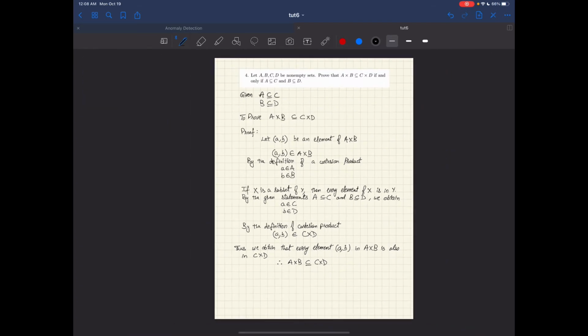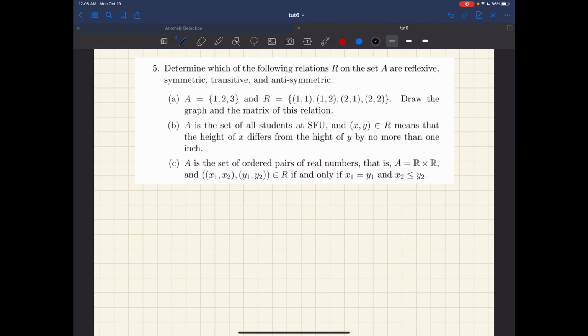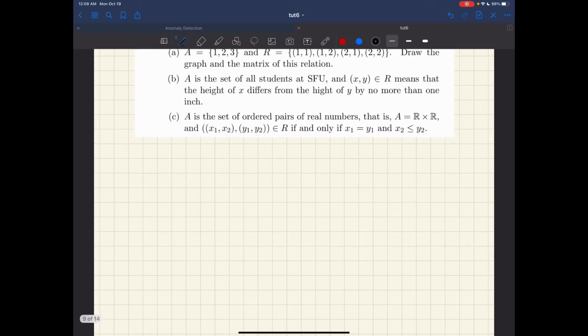Now, moving on to our fifth problem. It says, determine which of the following relations on set A are reflexive, symmetric, transitive, and anti-symmetric. In the first one, we are given A is {1, 2, 3}, and the relation is given as {(1,1), (1,2), (2,1), (2,2)}.